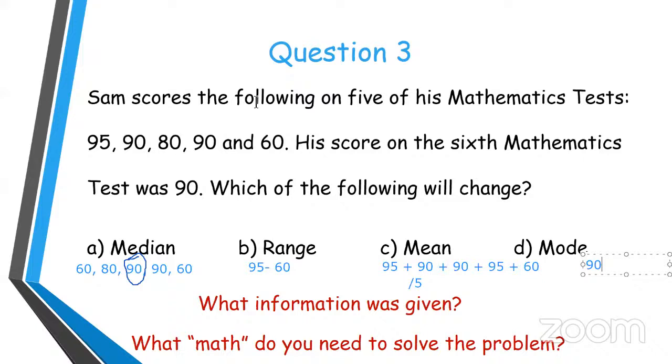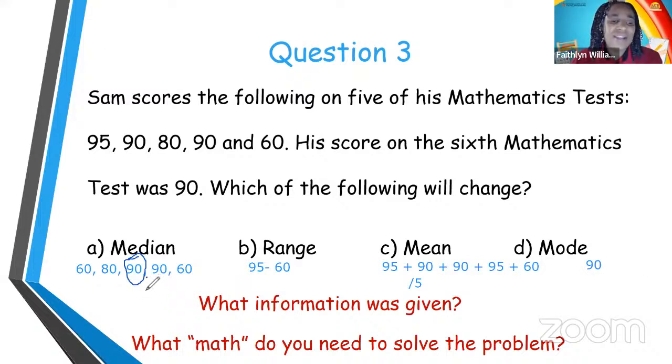No, it would still be 90. It would still be 90. Tell me how. But actually, no, let me rearrange it. So 60. So while he's doing that, the next 90 would fall somewhere here.